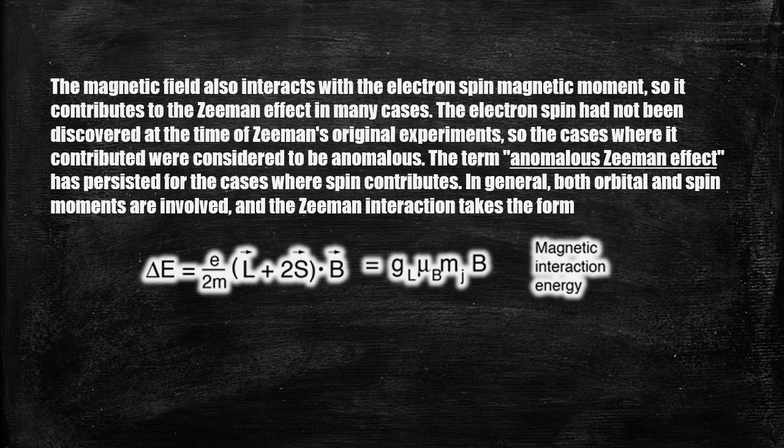Del E is equal to e divided by 2m into the vector quantities of L vector plus 2S into B, which is equal to gL mu B mj B. Small gL is the magnetic g ratio, mu B is the Bohr magneton, and mj is the total angular momentum quantum number, into B. B is the magnetic field we apply.